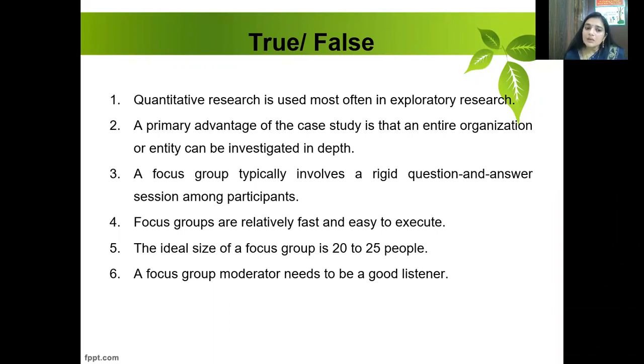A focus group typically involves a rigid question and answer session among participants. Is it? No, it requires very, very loose control. So there is no rigid question and answer session. So it's false.